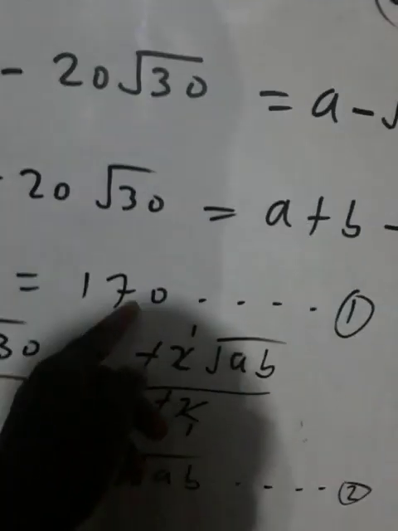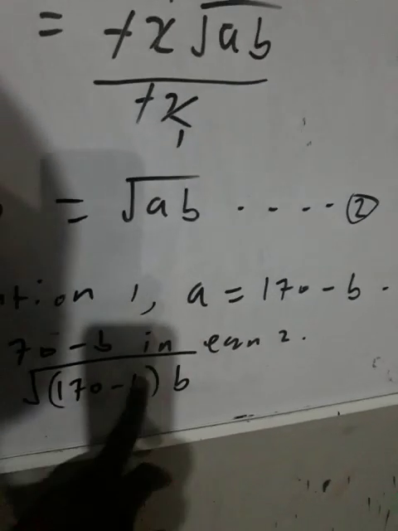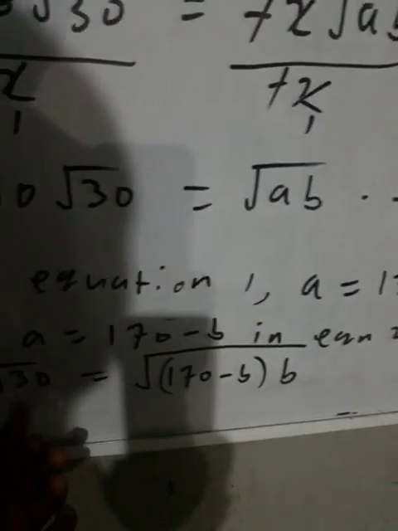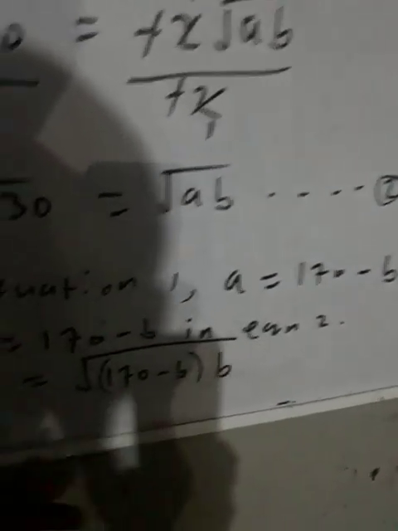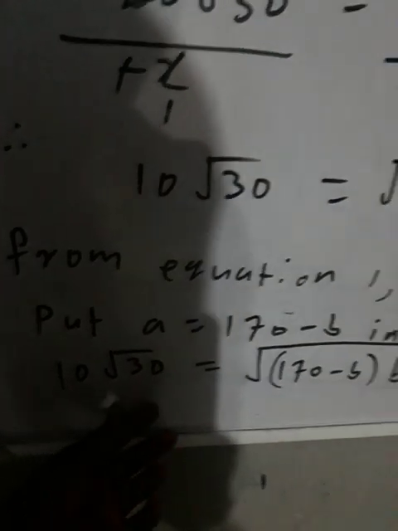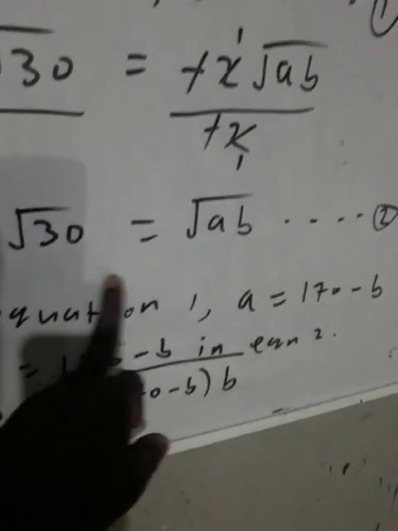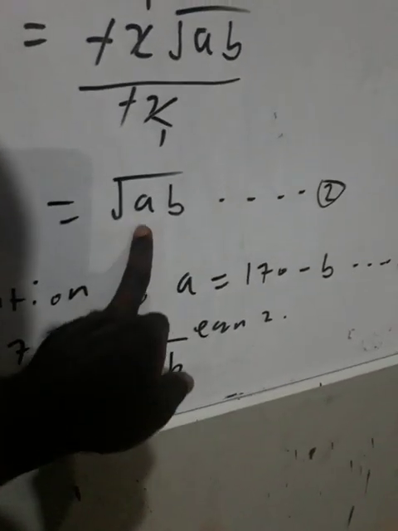Make it equation 2. From equation 1, make a the subject of the formula. You have this to be 170 minus b. Put this in equation 2 to find b, eliminating a. So we have 10 root 30 is equal to root of a, which is 170 minus b, times b.